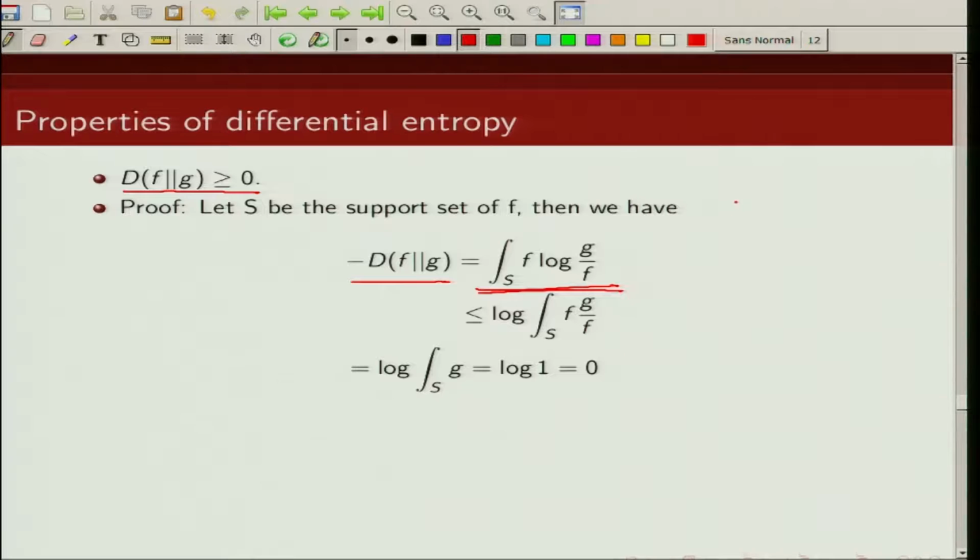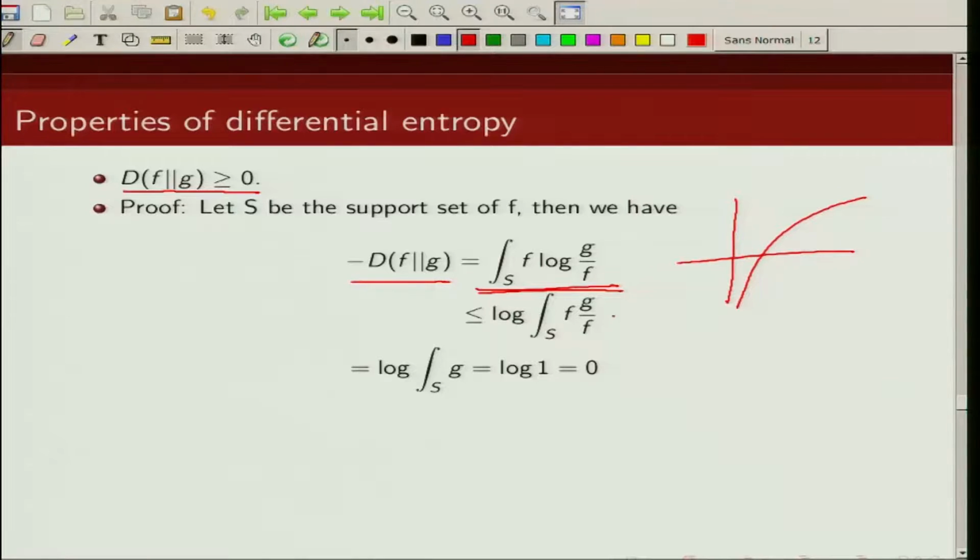Now log is a concave function. If you recall, log is a concave function. Log is like this. And from Jensen's inequality, what do we know? The expected value of a function is less than or equal to the function evaluated at the expected value, if it is a concave function. Jensen's inequality says this. So if we apply this, this is like the expected value of the log function.